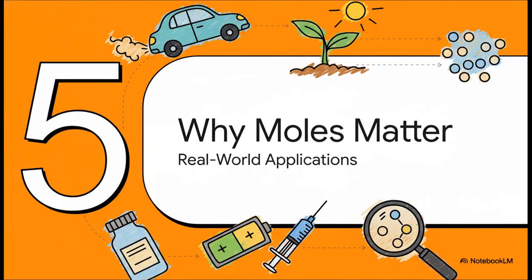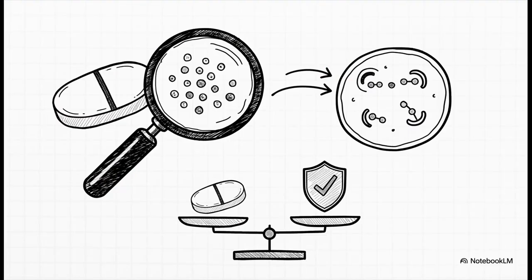Okay, so this is all really neat for chemists, but why should you care? Well, it turns out this whole mole concept is actually critical in a ton of different parts of our daily lives. Take medicine, for instance. A drug's effectiveness is all about how many molecules of it get to the right place in your body. Dosages are calculated incredibly carefully using molar mass to make sure every single pill has the perfect number of particles to be effective, but also to be safe.